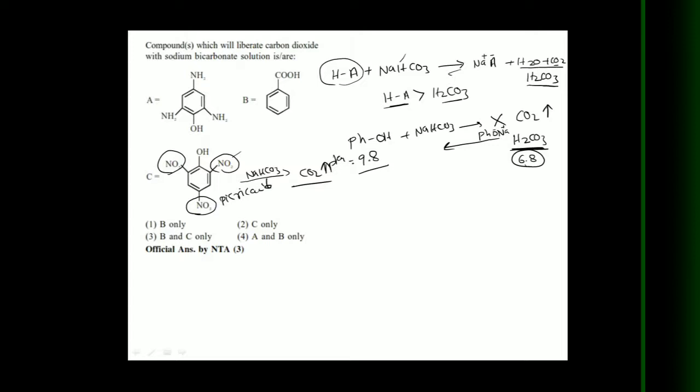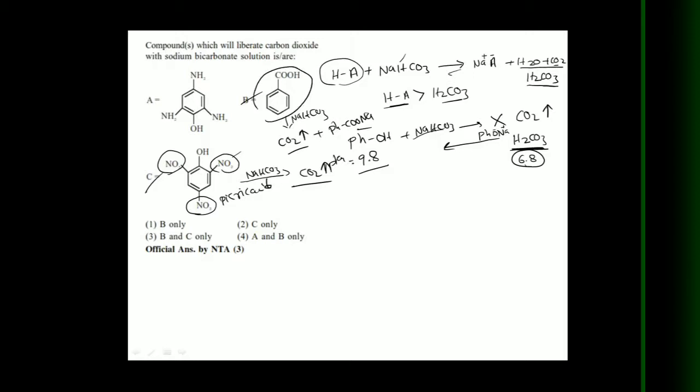So generally phenols do not react with sodium bicarbonate, but here picric acid, due to presence of the 3 NO2 groups, becomes more acidic than the carbonic acid. That's why it liberates the CO2. Next, carboxylic acids. Carboxylic acids pKa is nearly 4. That means carboxylic acids are more acidic than the carbonic acid, so it can liberate the CO2. The product is COONa, sodium benzoate, with the liberation of the CO2. That means we can see there is a brisk effervescence.